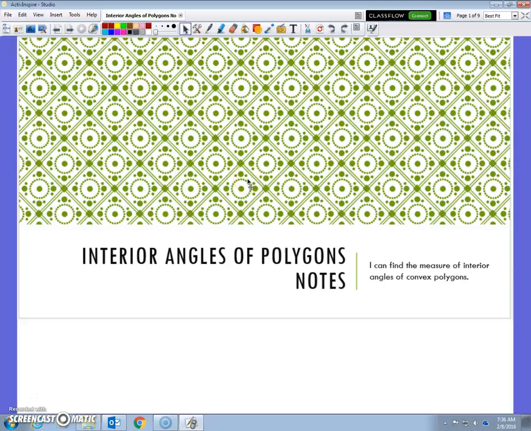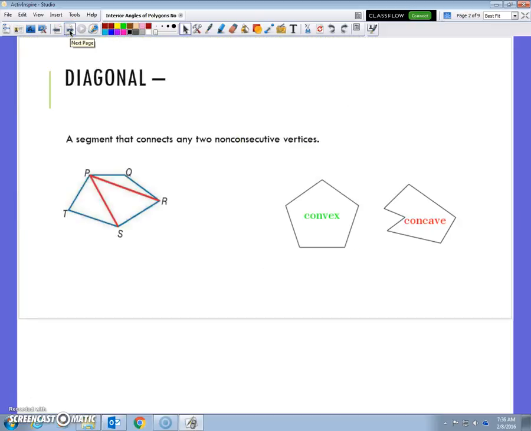Alright, this is Mr. Gillum, and today we're going to talk about interior angles of polygons. So we're going to start a new chapter, and we're going to begin with angle measures. So let's take a look here.